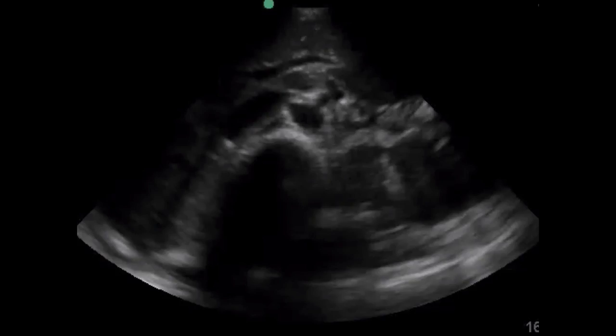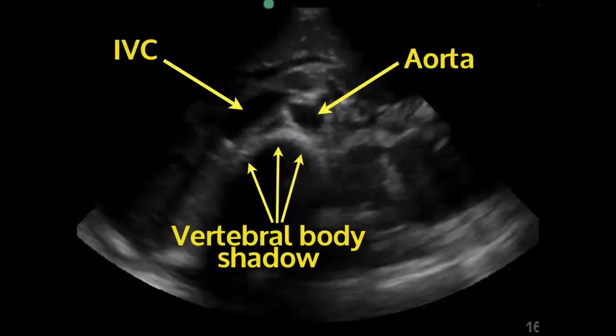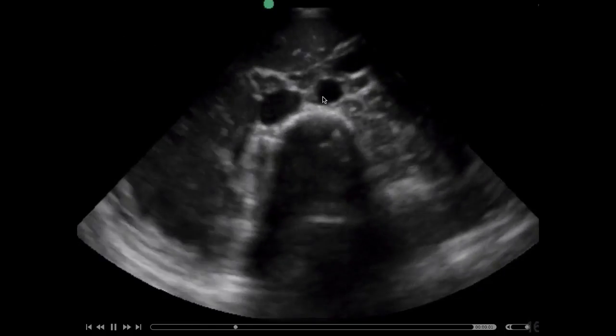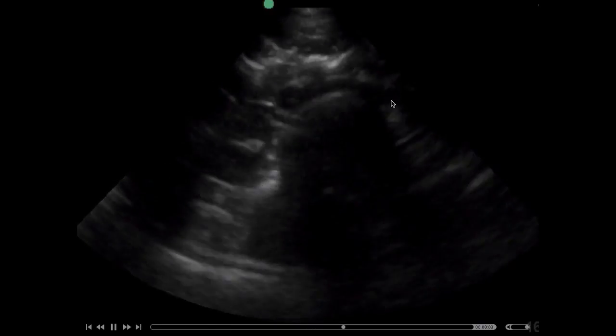Here's an ultrasound image of what you should be looking for. On the right side of the screen, which is the left side of the patient, you have your aorta, your IVC's on the right side of the patient or left side of the screen, and then right here you have the vertebral body. These are going to be your landmarks. And this is what it looks like when you actually are scanning the patient. So you follow the aorta all the way down until it splits into the iliacs.